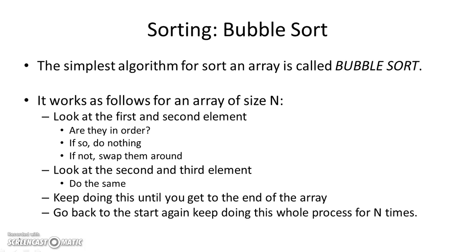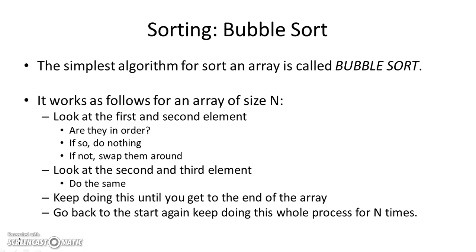Bubblesort works as follows. For an array of size n, we just look at the first two elements and we check if the first element is bigger than the second. If the first element is bigger than the second, we swap it. If it's not, we don't do anything.